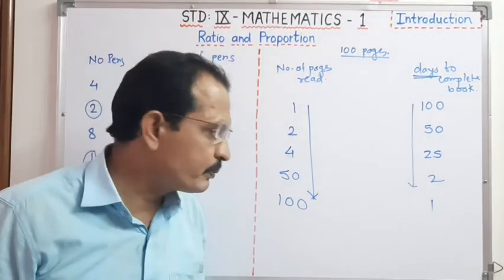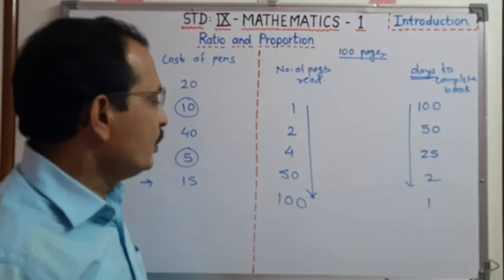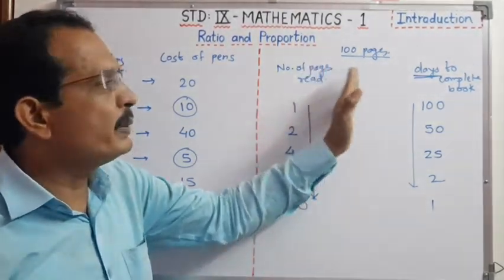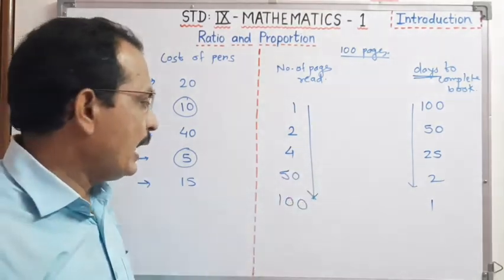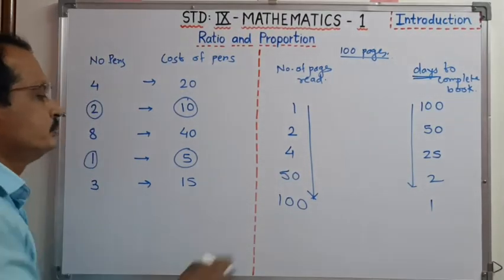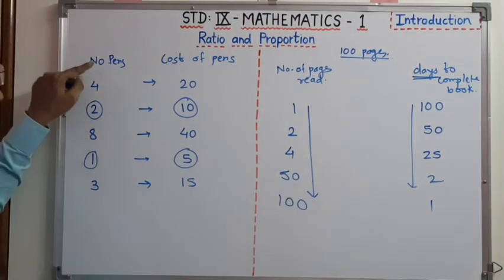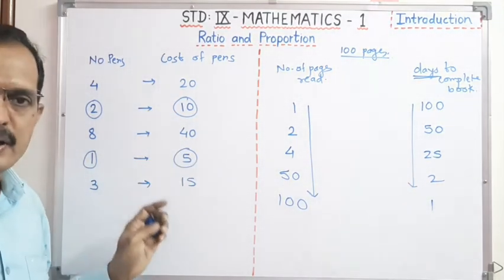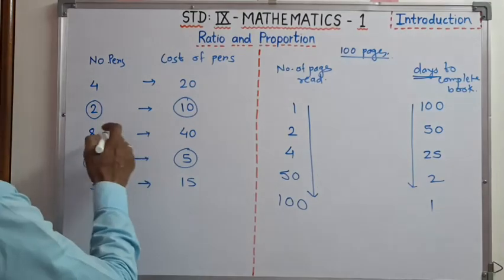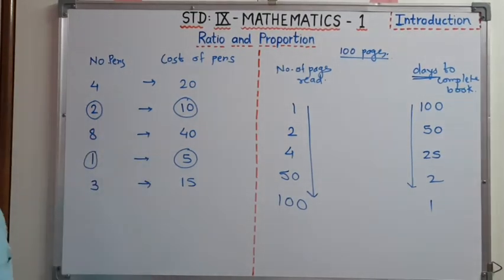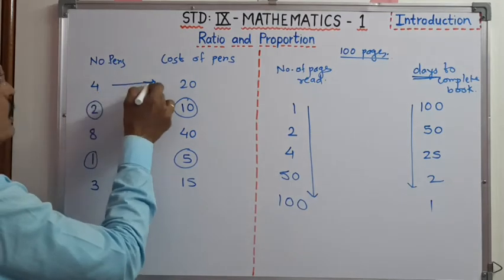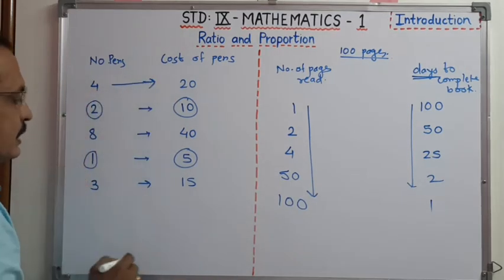Like this. Therefore, dear student, here these two quantities depend upon each other, and here, see dear student, the number of pens and the cost of pens also depend upon each other. But dear student, what is the difference between these two? Now observe this.